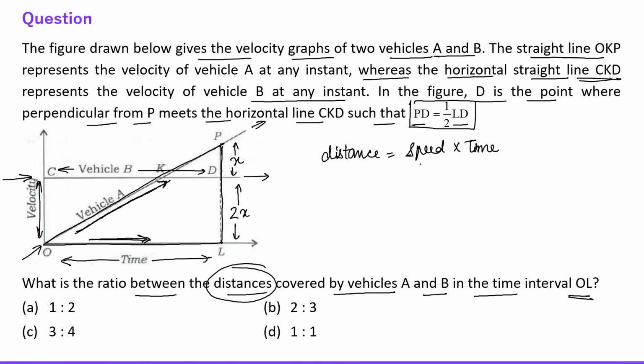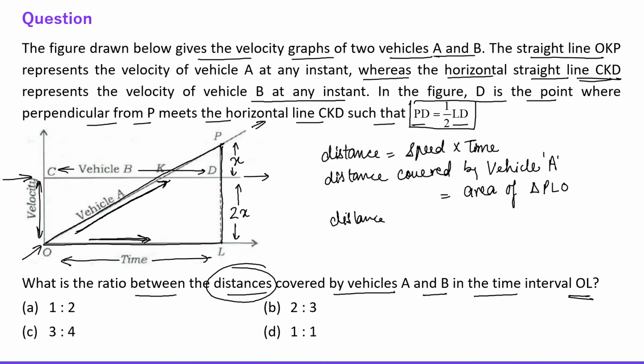So the distance covered by vehicle A is equal to the area of triangle PLO, and the distance covered by vehicle B is equal to the area of rectangle CDLO.